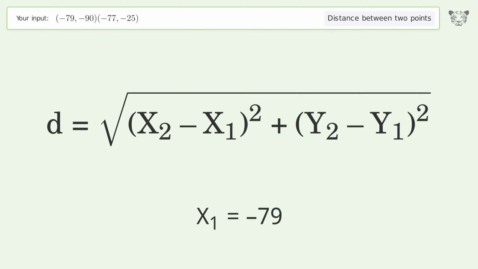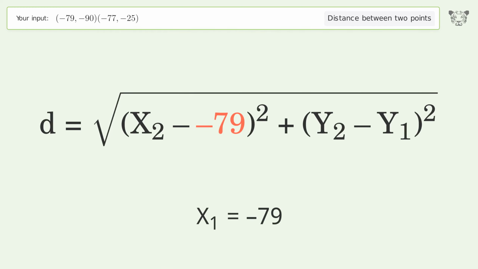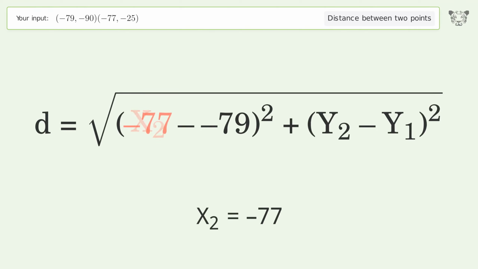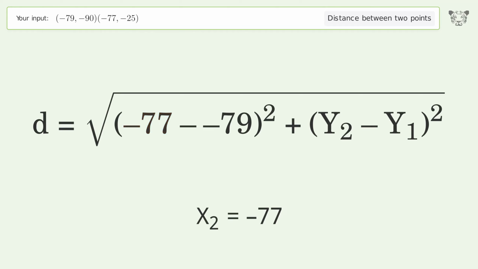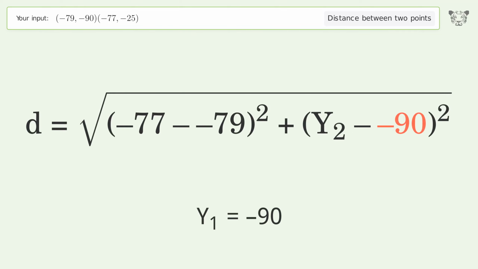x1 equals -79. x2 equals -77. y1 equals -90. y2 equals -25.